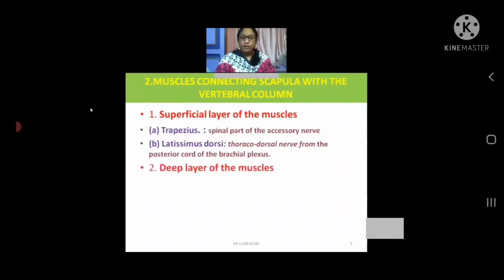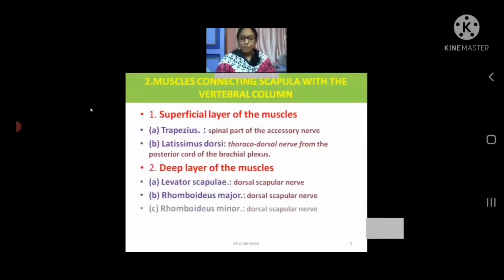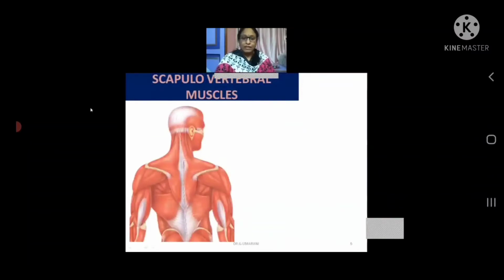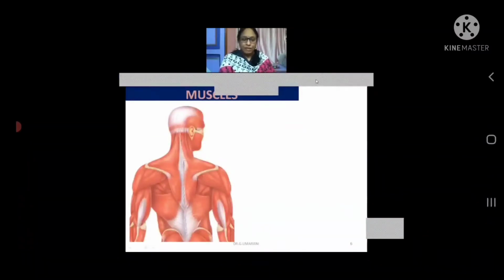So after removing the trapezius, we can see the deep layer muscles known as levator scapulae, which is supplied by the dorsal scapular nerve, and rhomboideus major supplied by the dorsal scapular nerve, then rhomboideus minor, it is also supplied by the dorsal scapular nerve. So we can see here that these are scapulo-vertebral muscles, meaning from the scapula to the vertebra.